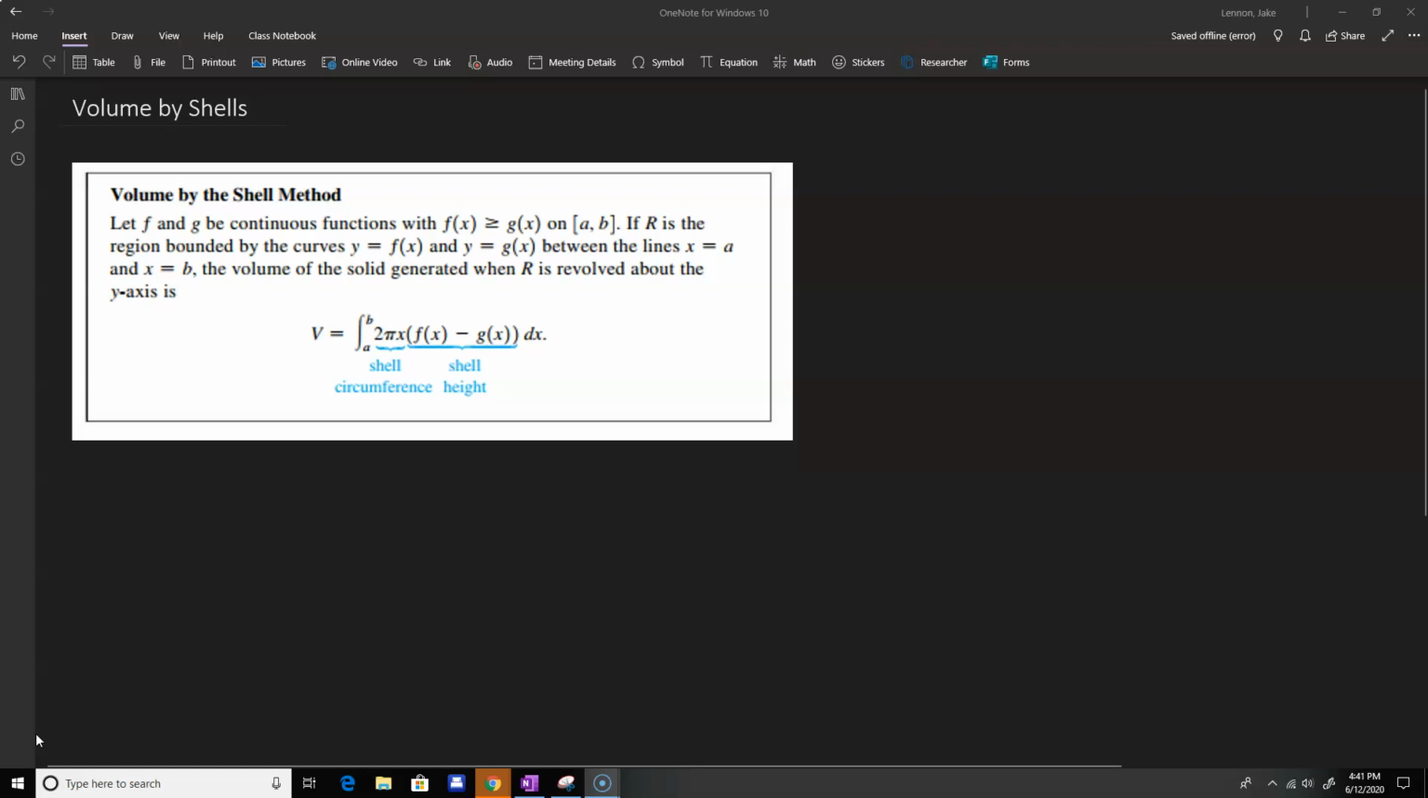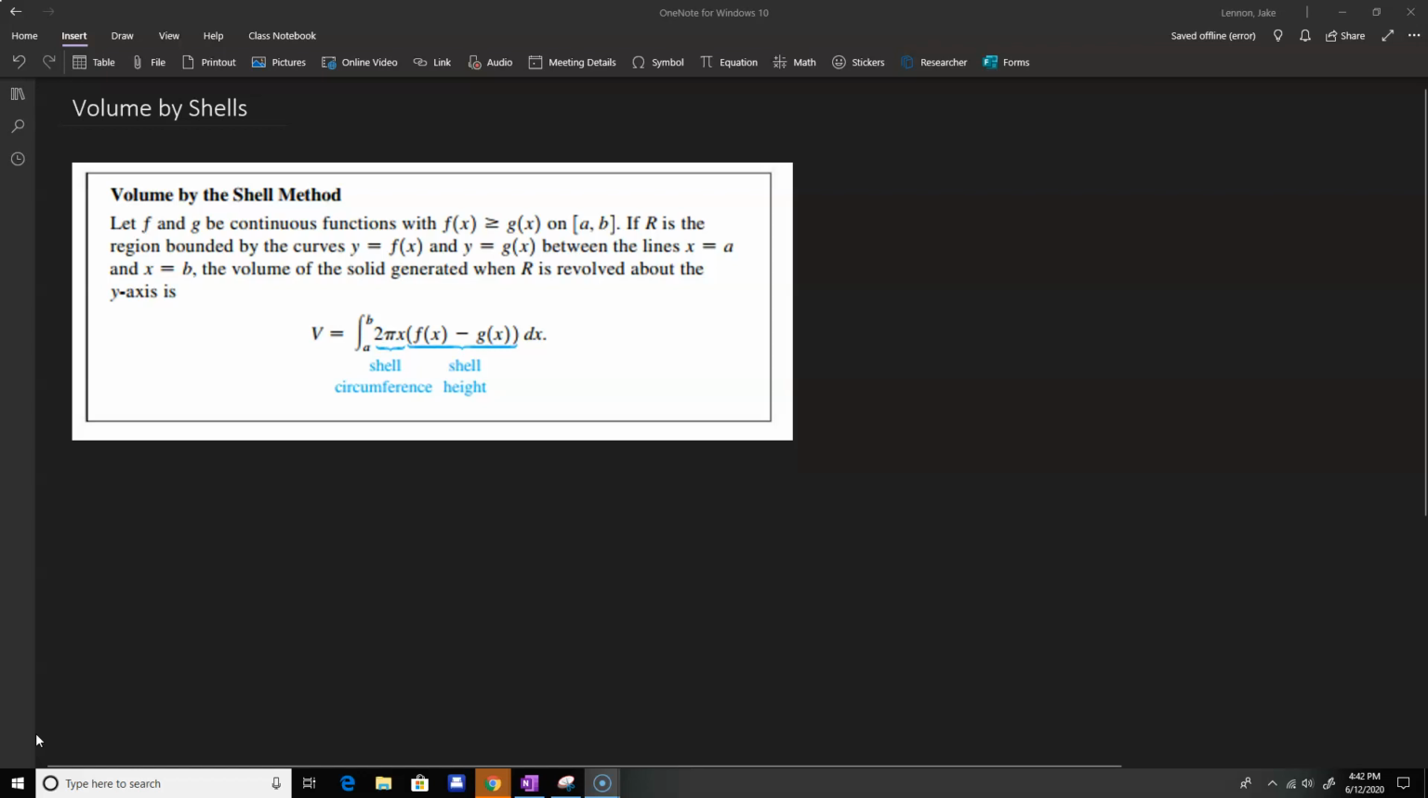So how does it go? Well, if we have two continuous functions with f greater than g on some interval, and we have a region bounded by two curves and two starting points, x equals a and x equals b. We could also have this with y values as well. Then we would do just like we did with the washer method and solve for x in terms of y, and then you would have your y values as your upper and lower bounds. But in general, we've just got it written in terms of x here.